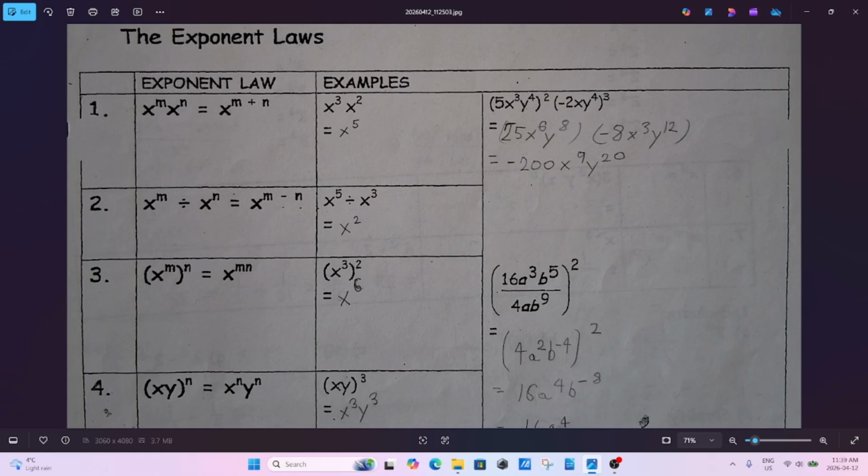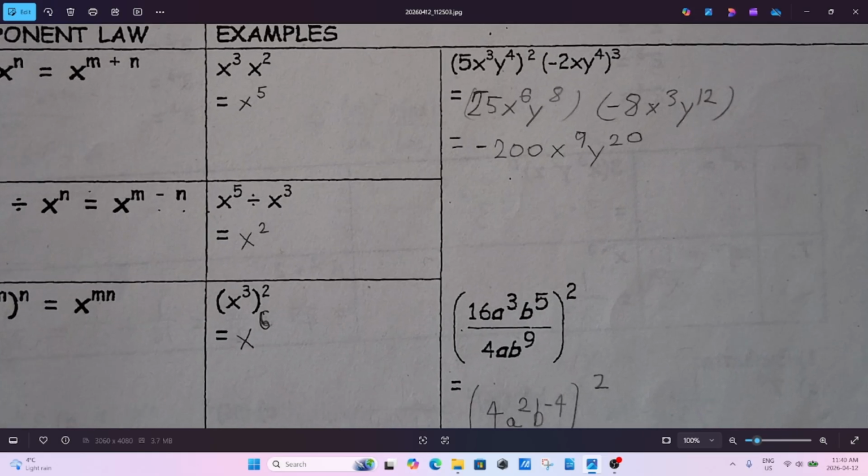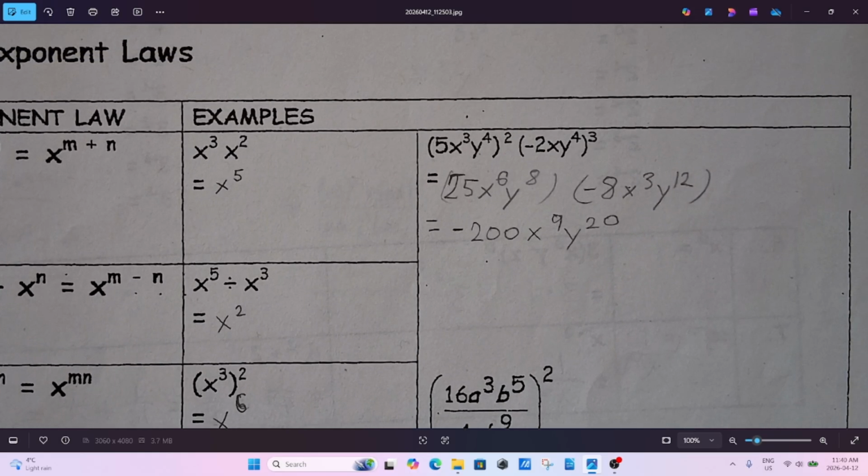For example, 5 x to the 3 y to the 4, all to the exponent 2, times negative 2 x y to the 4, all to the exponent 3, is equal to 25 x to the 6 y to the 8. So that part is 5 squared, x to the 3 squared, y to the 4 squared, and then you have negative 8 x to the 3 y to the 12, which is negative 2 cubed, x cubed, y to the 4 to the exponent 3, which gives you y to the 12.